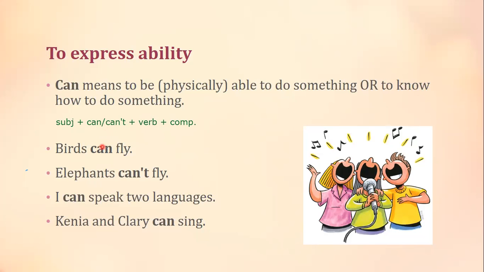De igual manera, el verbo que va a seguir lo que es el can o el can't va a ir en su forma normal. Ok, you can see. Birds can fly. Ahora bien, si yo quisiera decir que ustedes pueden hablar o que pueden cantar, she can sing. He can speak English. It can fly.